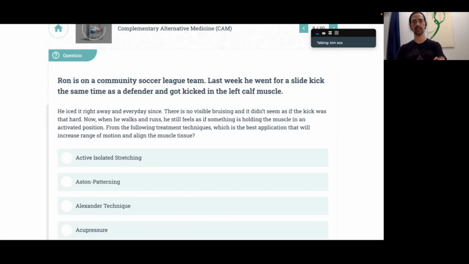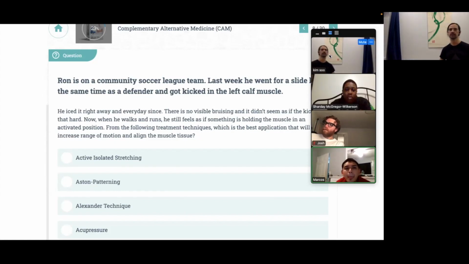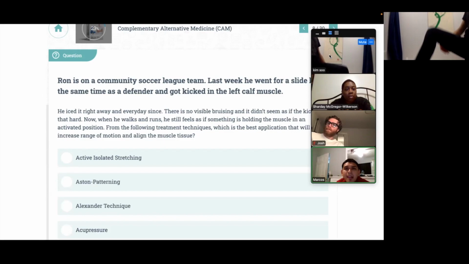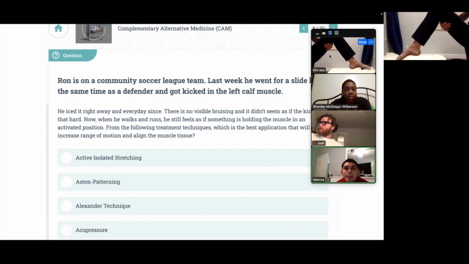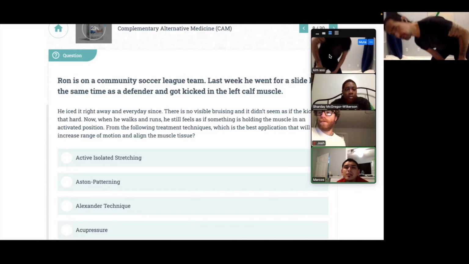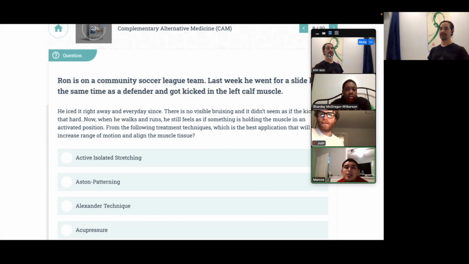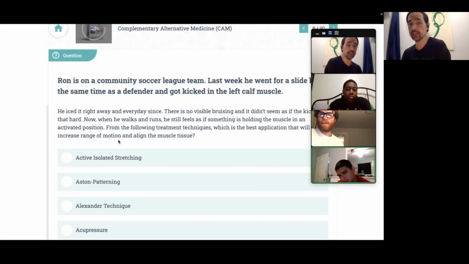From the following treatment techniques, which is the best application that will increase range of motion and align the muscle tissue? So if it's his calf muscle and he feels that it is still activated, the calf muscle does that, right? To contract the calf muscle is to plantar flex. So would it be active isolated stretching, Alexander technique, Aston patterning, or acupressure to increase range of motion and align the muscle tissues? Which would it be?